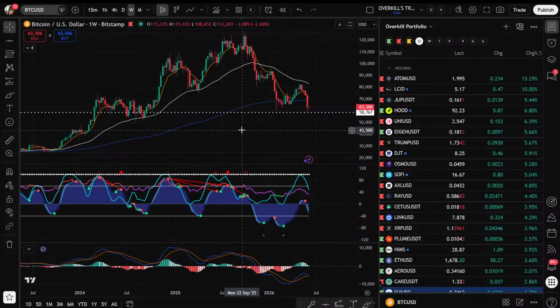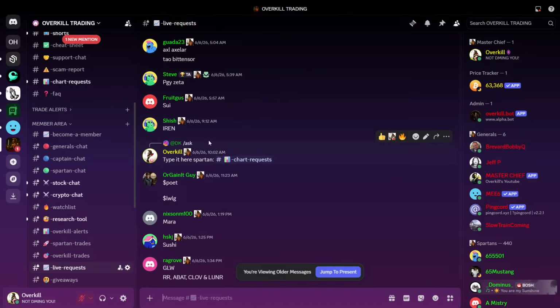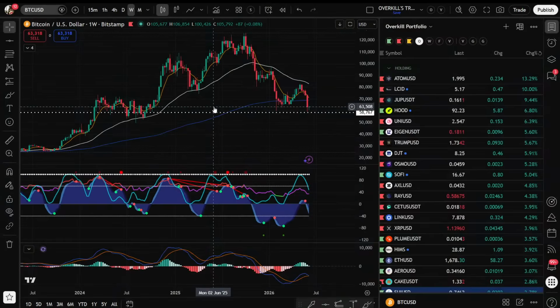$333 SMA on the BTC weekly. I don't know what that means, brother. Poet, P-O-E-T.